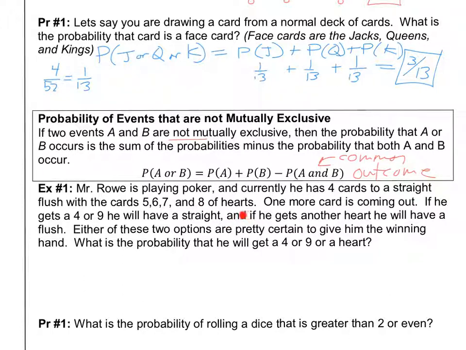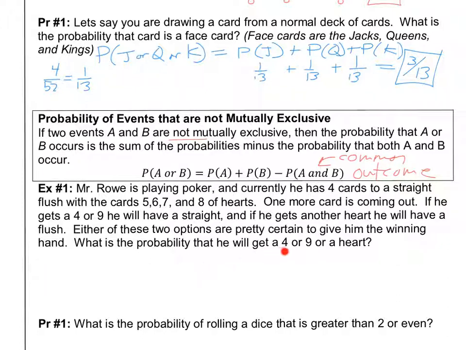And if I get another heart, right, because I have 5, 6, 7, 8. I guess this actually should say or if he gets another heart, he will have a flush because I have 4 hearts right now. If I get 5 hearts, then I have a flush. Both of those are good hands. So it says either of these 2 options are pretty certain to give him the winning hand.